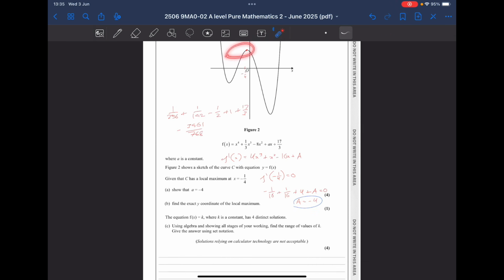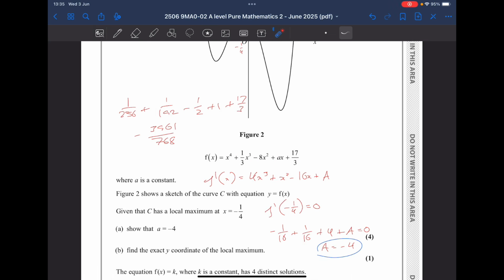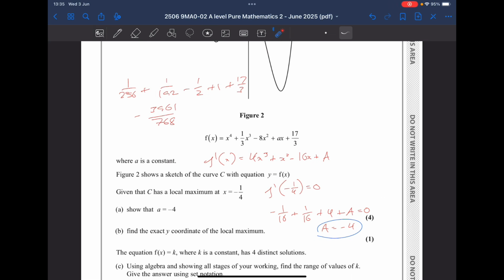Shouldn't be negative, should it? Definitely shouldn't be negative. So something's gone wrong there slightly. What's gone wrong there? Negative a quarter. This should be a negative number. No, that should be a positive number. This one should be negative.